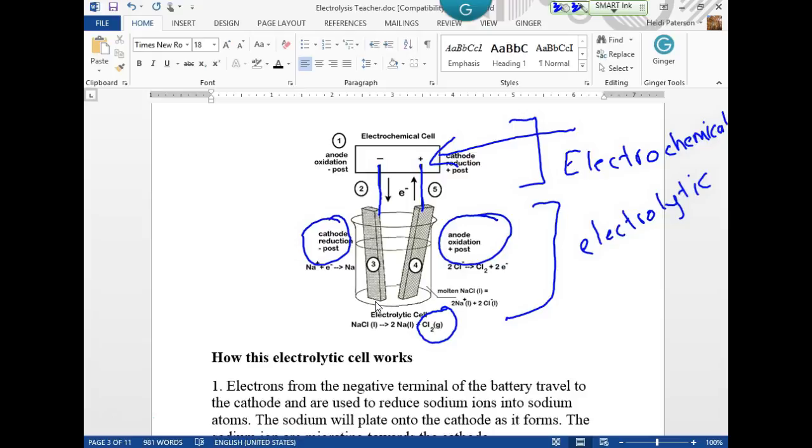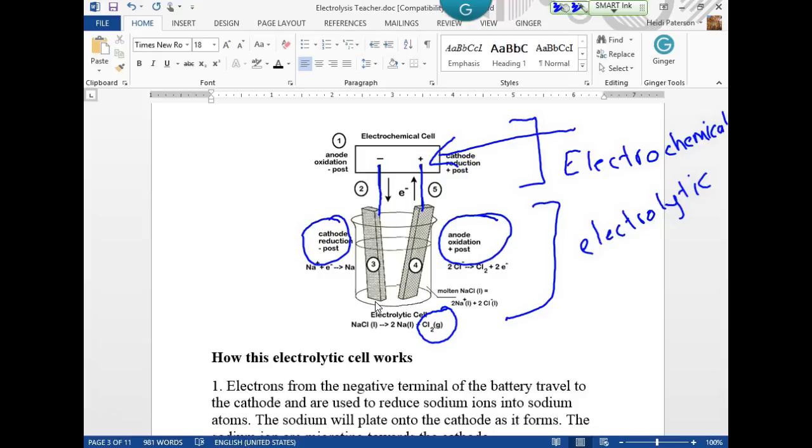So the cathode post is getting plated by the sodium. If you decide you want to get into the business of chroming bumpers for people, make your fortune that way, you need to make sure that the bumper is the cathode. That's where the plating is going to happen. So the plating always happens on the cathode?